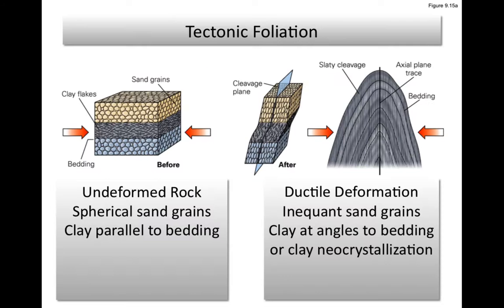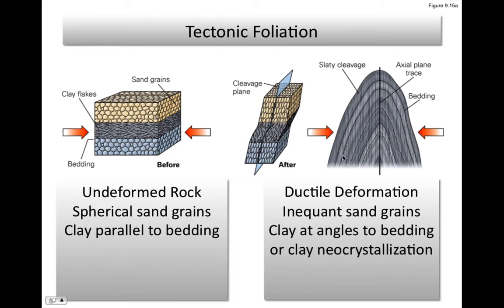That talks about tectonic foliation and cleavage. For undeformed rocks, sand grains and conglomerates are all going to be pretty spherical. And the clay will pretty much be parallel to the bedding plane, because remember, clay, because it's so fine grained, you don't see cementation. Clay has to maintain its lithification just from compaction alone. So the clay flakes are compacted parallel to the bedding plane, right?